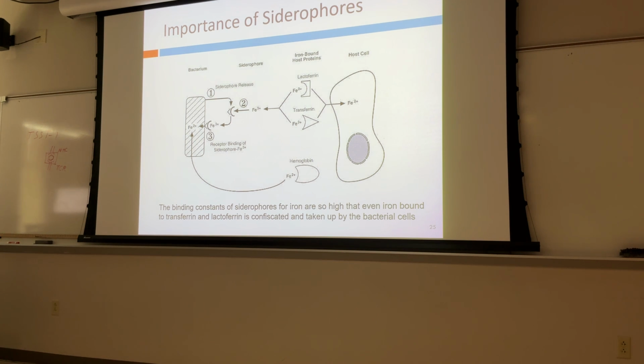Some bacterial cells don't have genes to make siderophores. Some bacterial cells make one siderophore. Some bacterial cells make 3 different kinds of siderophores. It just depends on what the microorganism is.